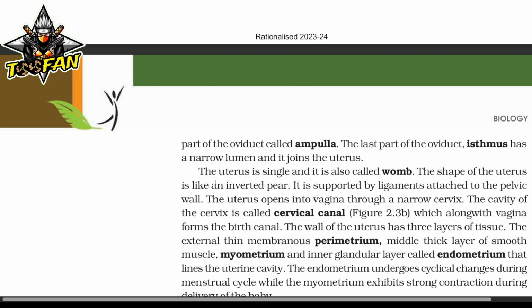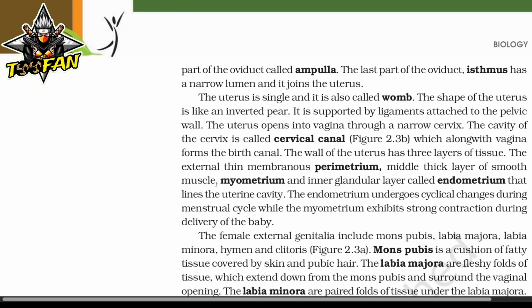The wall of the uterus has three layers of tissue: the external thin membranous perimetrium, the middle thick layer of smooth muscle called myometrium, and the inner glandular layer called endometrium that lines the uterine cavity. The endometrium undergoes cyclical changes during the menstrual cycle, and the myometrium exhibits strong contraction during the delivery of the baby.